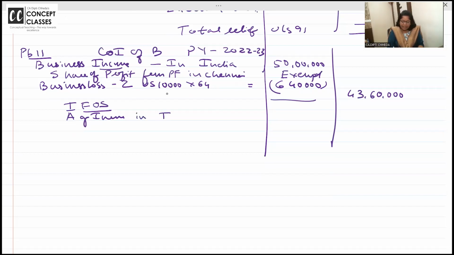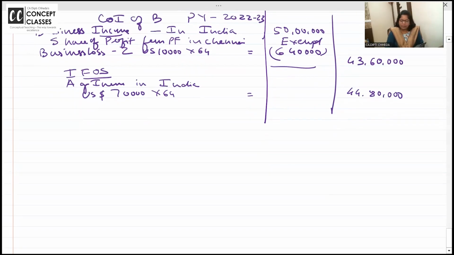Agricultural income in India. How much it is? 70,000 US dollars. और पर डॉलर कितना है आपका? 64. 44,80,000. और कोई income? No.